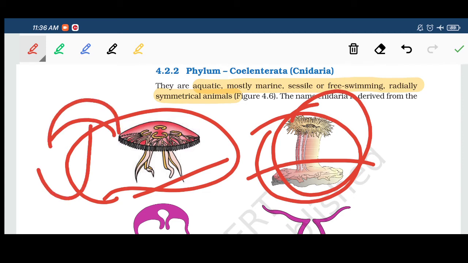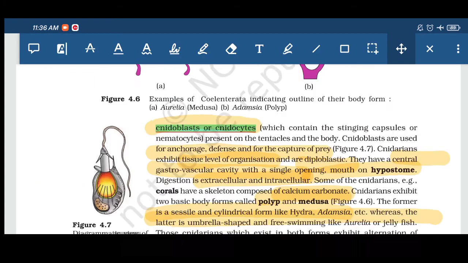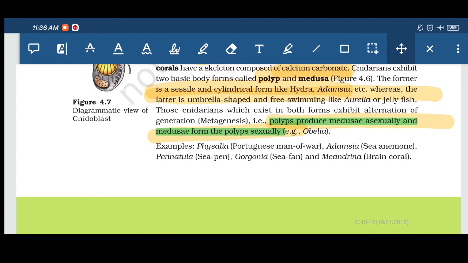Umbrella. Okay, so my diagram is not that good, but still. Then, okay, this point is very important. Polyp produces medusa by asexual methods, and medusa produces polyp by sexual methods.